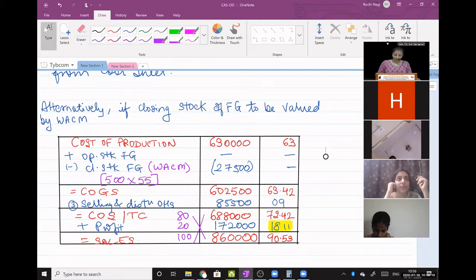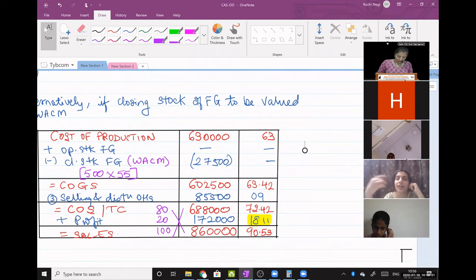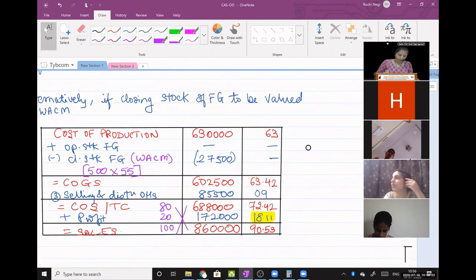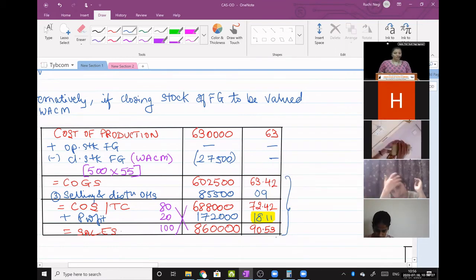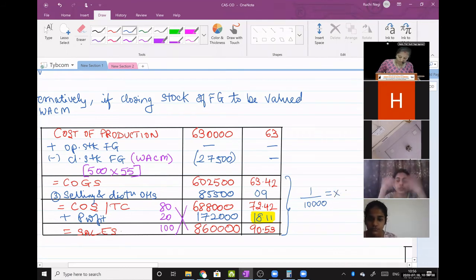Next, calculate the CPU, this column from year to year. So what shortcut are we going to use? 1 divided by, how much is my units sold? 10,000. Equal to, multiplication sign, 2 times.